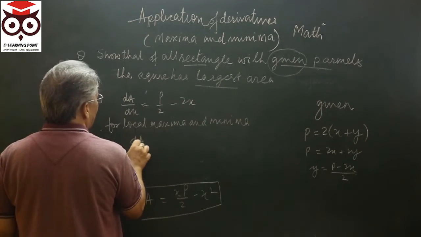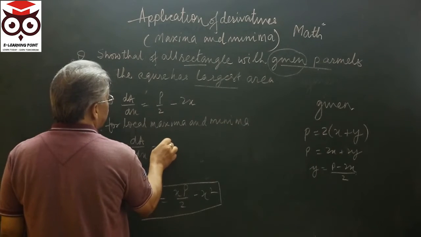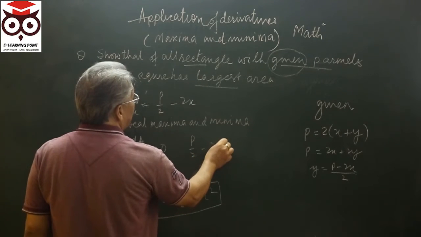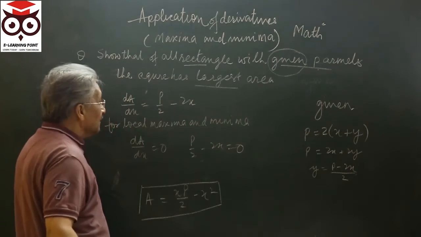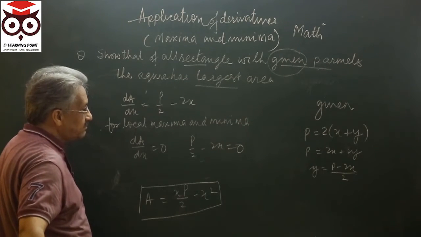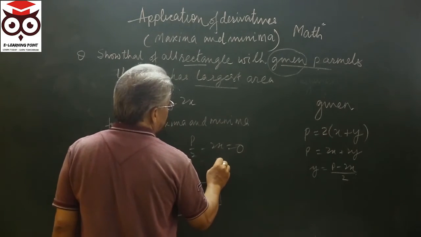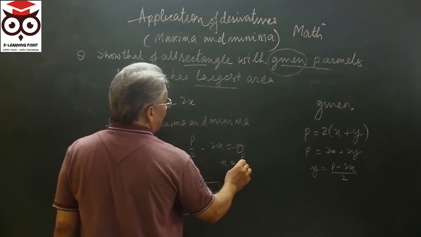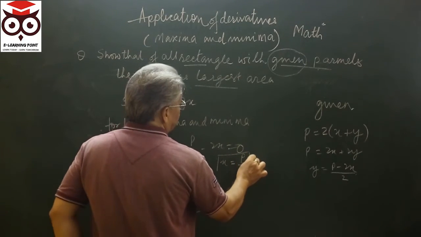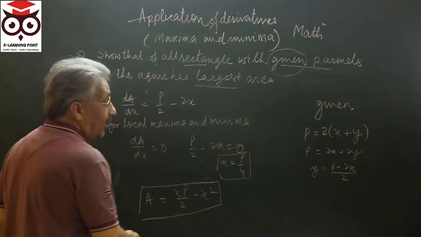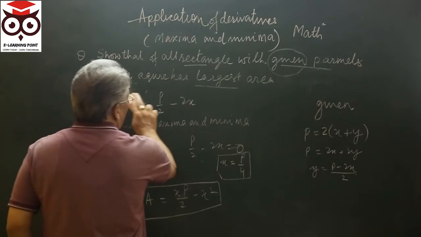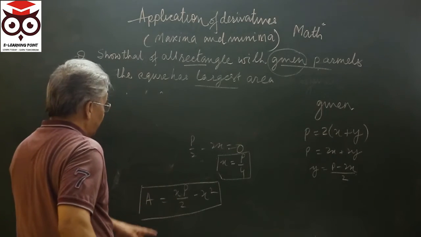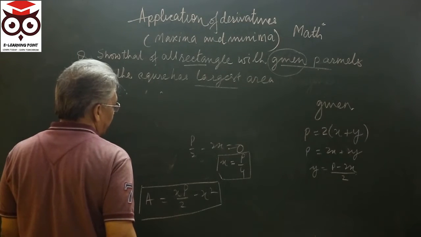I can say dA over dx is equal to 0. So I can put p minus 4x is equal to 0. So this gives x is equal to p by 4. This is nothing but a point. Now I will test whether it is positive or negative. I will differentiate it again.